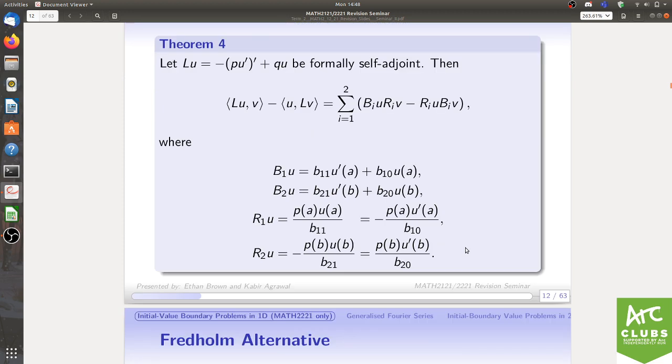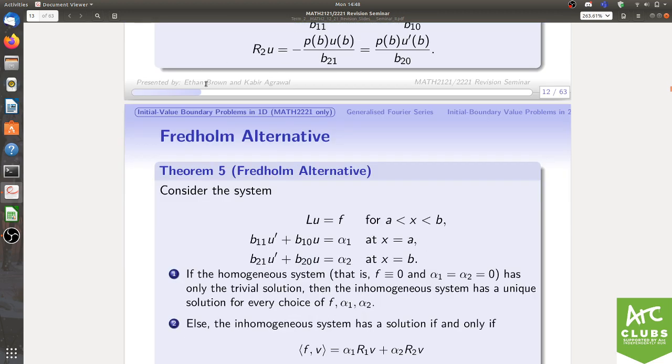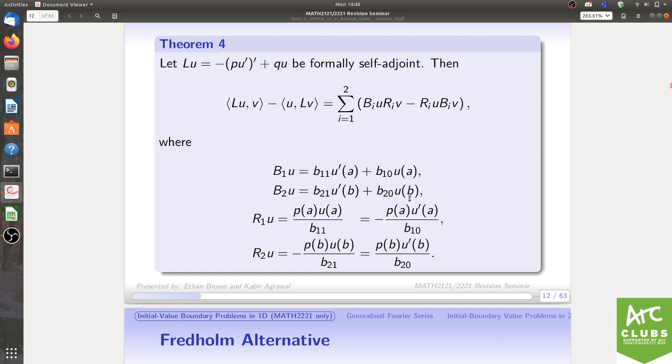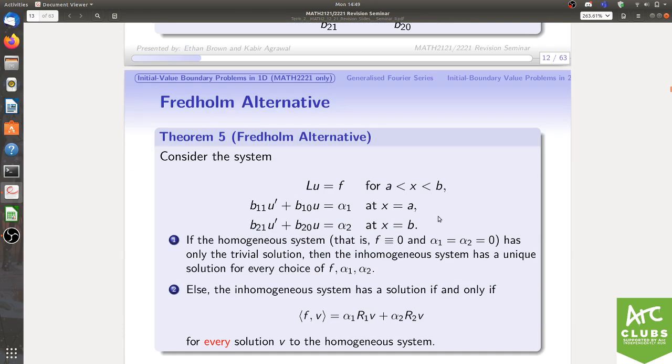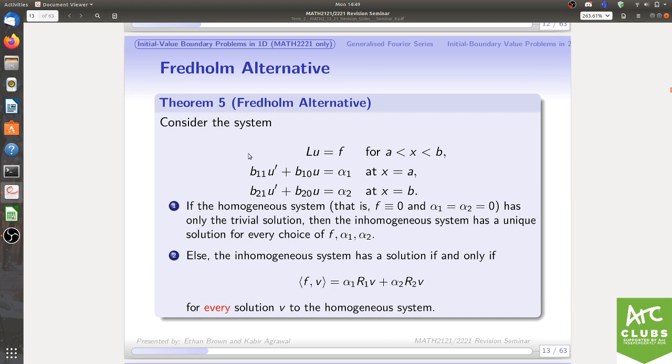Okay. So with this idea from the Lagrange identity, we can come up with a way of identifying uniqueness. Again, this is most definitely for MATH2121, and it's relatively likely that a question on the Fredholm alternative will come up. For 2121, this one is most definitely not going to be assessed, so you guys don't need to worry about this slide.